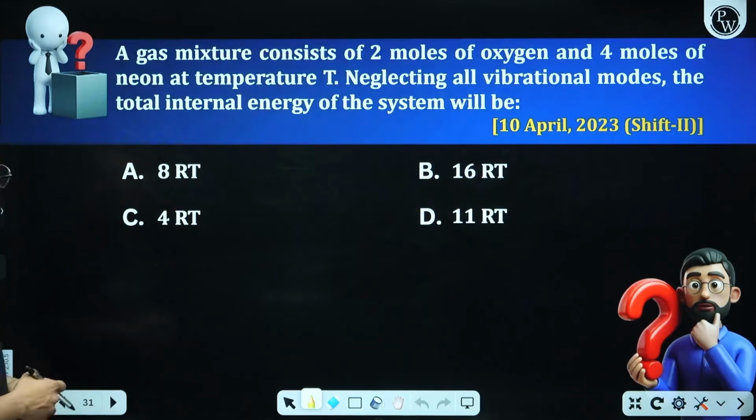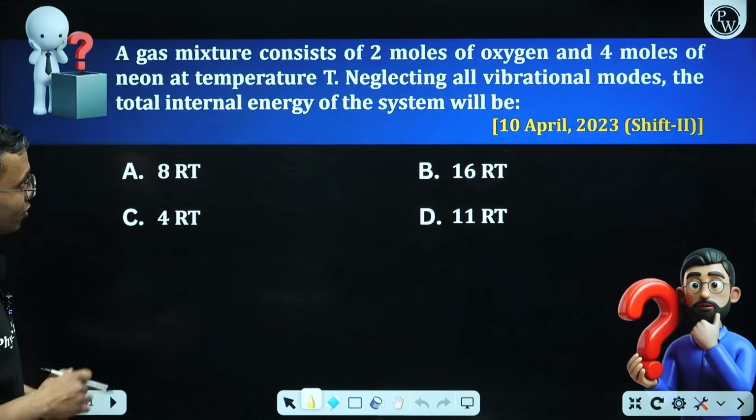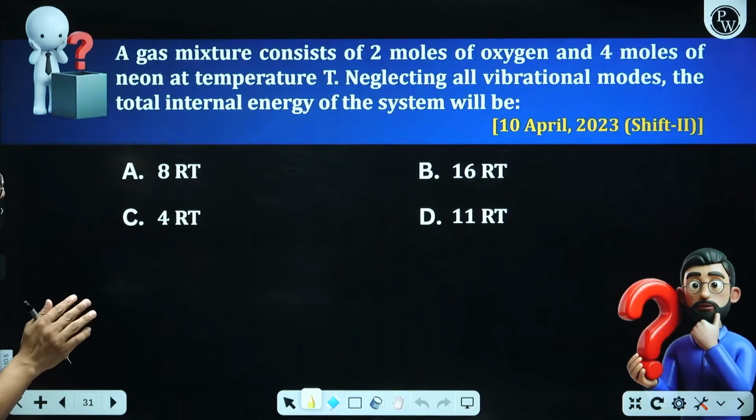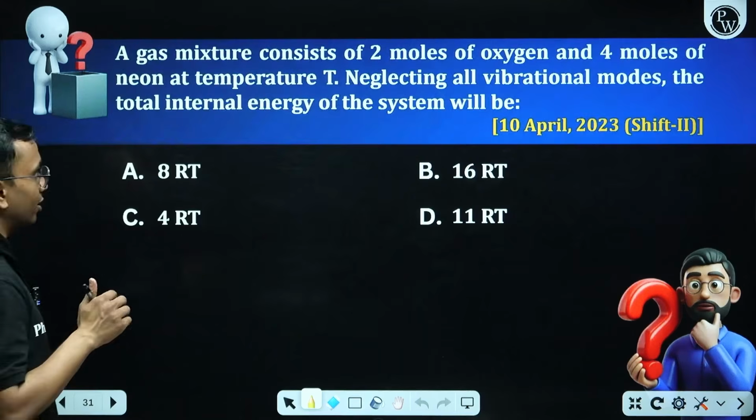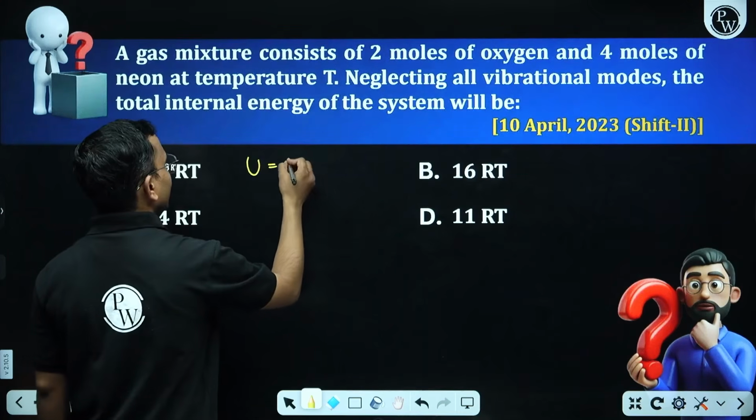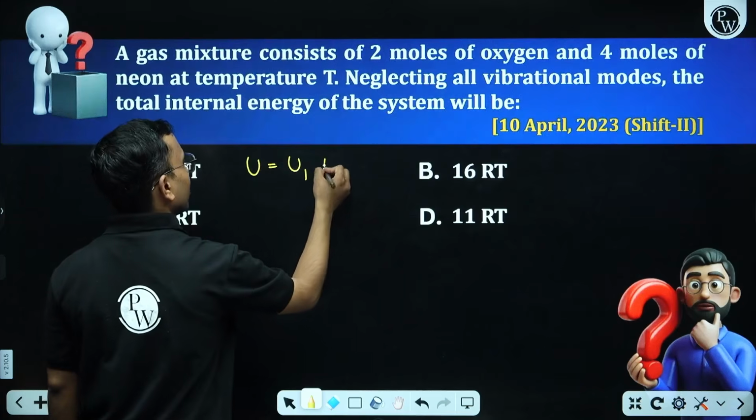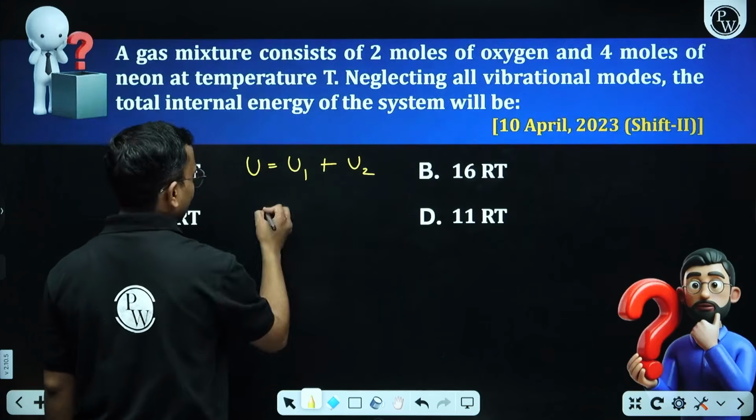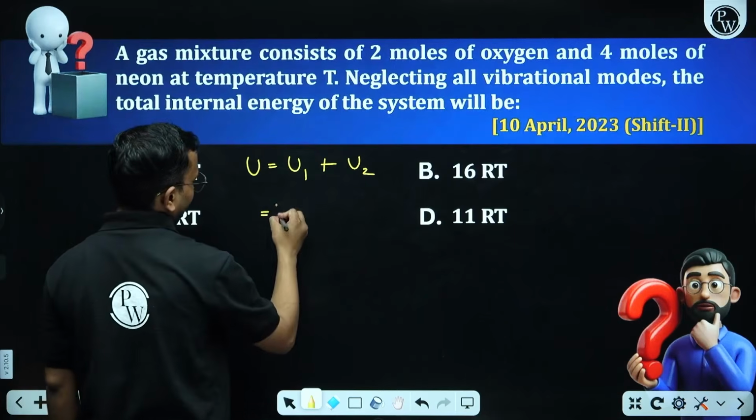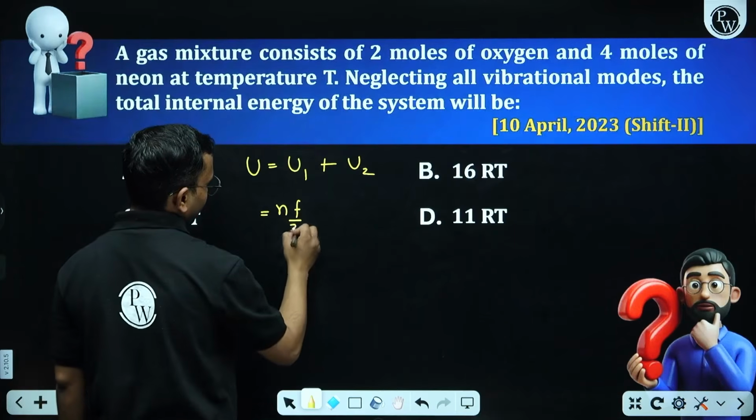Let us discuss this question. A gas mixture constitutes of 2 moles of oxygen and 4 moles of neon at temperature T. Neglecting all vibrational modes, the total internal energy of the system will be the internal energy of the first gas plus that of the second gas. What is internal energy? N into F by 2 into RT.